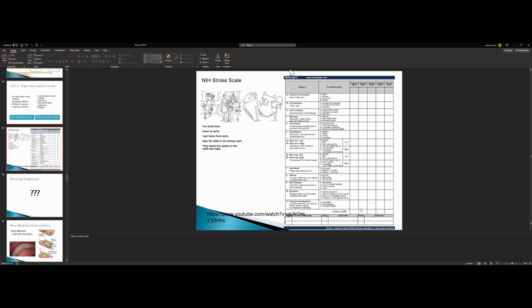So the thing to take away from this is all of these categories are testable and they need to be tested. That's the only way you can get a true NIH score and tell where the patient's at.